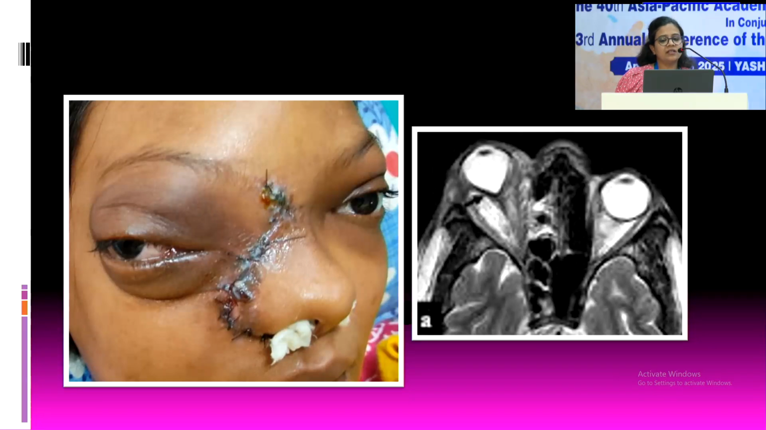This is of the COVID era. This lady had rhino-orbital mucormycosis and was treated mainly in the ENT department, and FESS was done there.